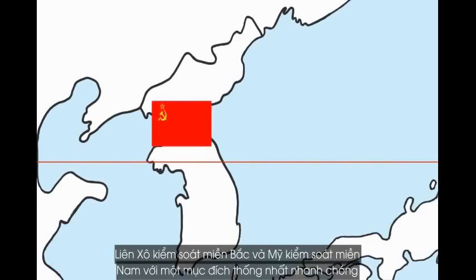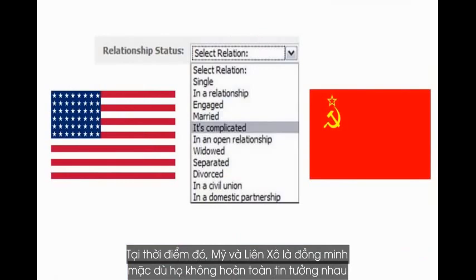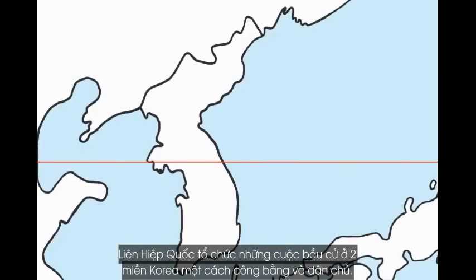The Soviet Union were to control the north while the United States controlled the south, with a plan to unite the country in time. It's important to note that at this point the US and the USSR were allies, although they didn't exactly trust each other. The United Nations scheduled elections in both parts of Korea. They were to be fair and democratic.